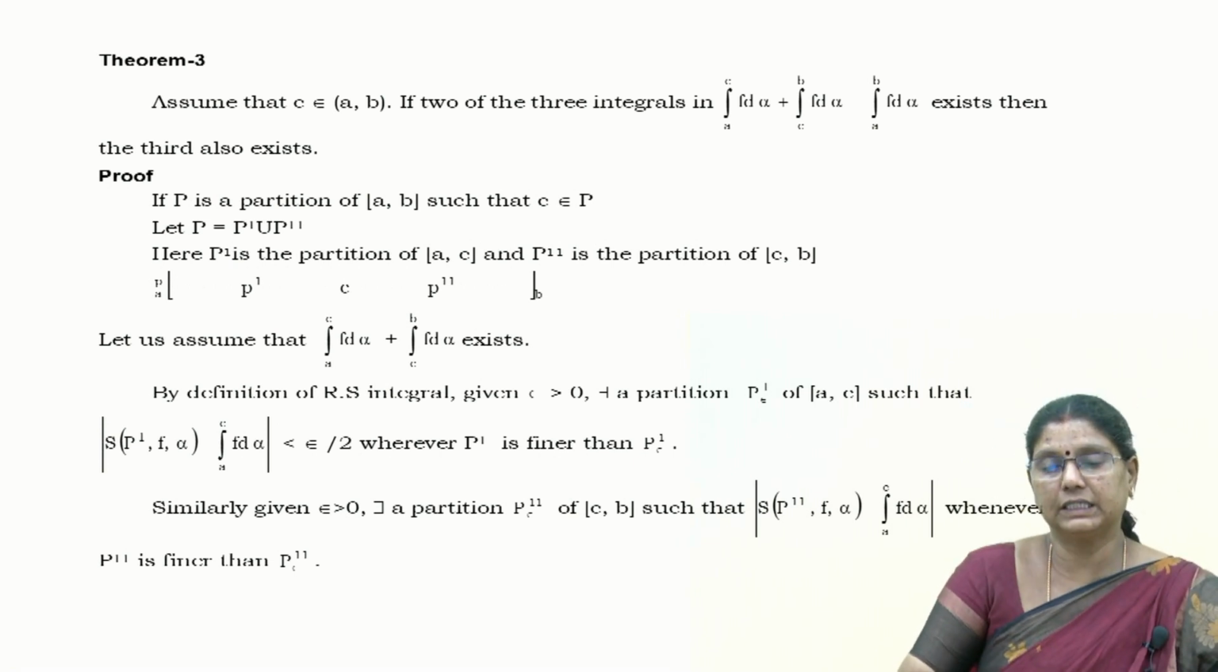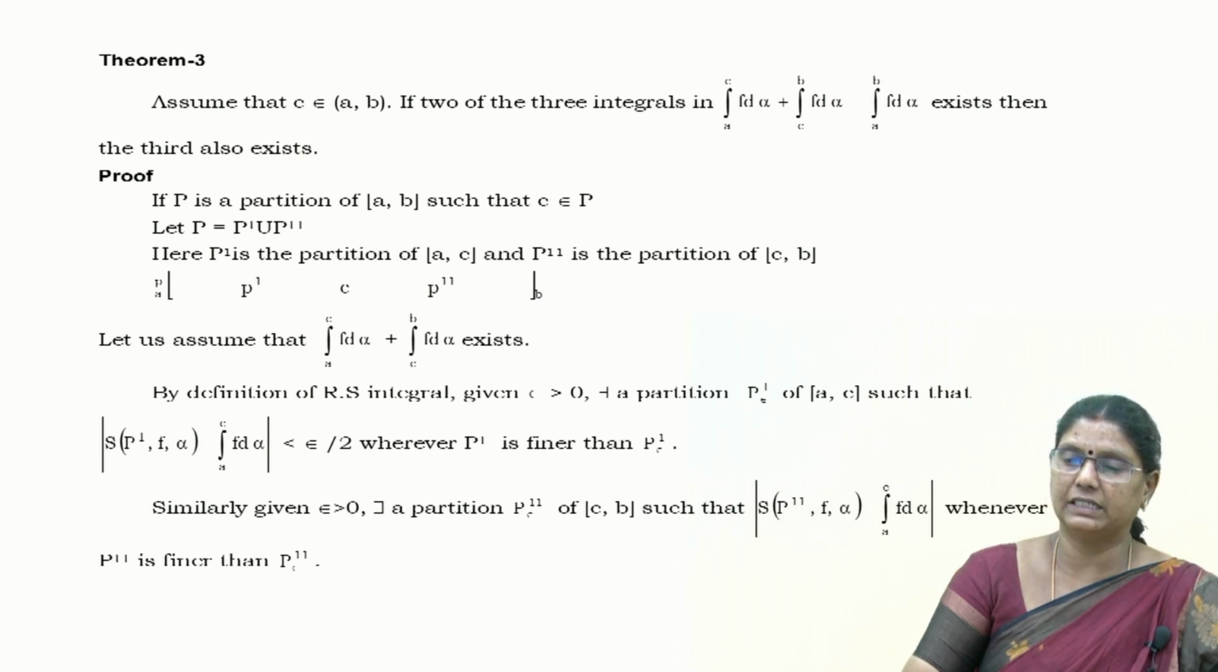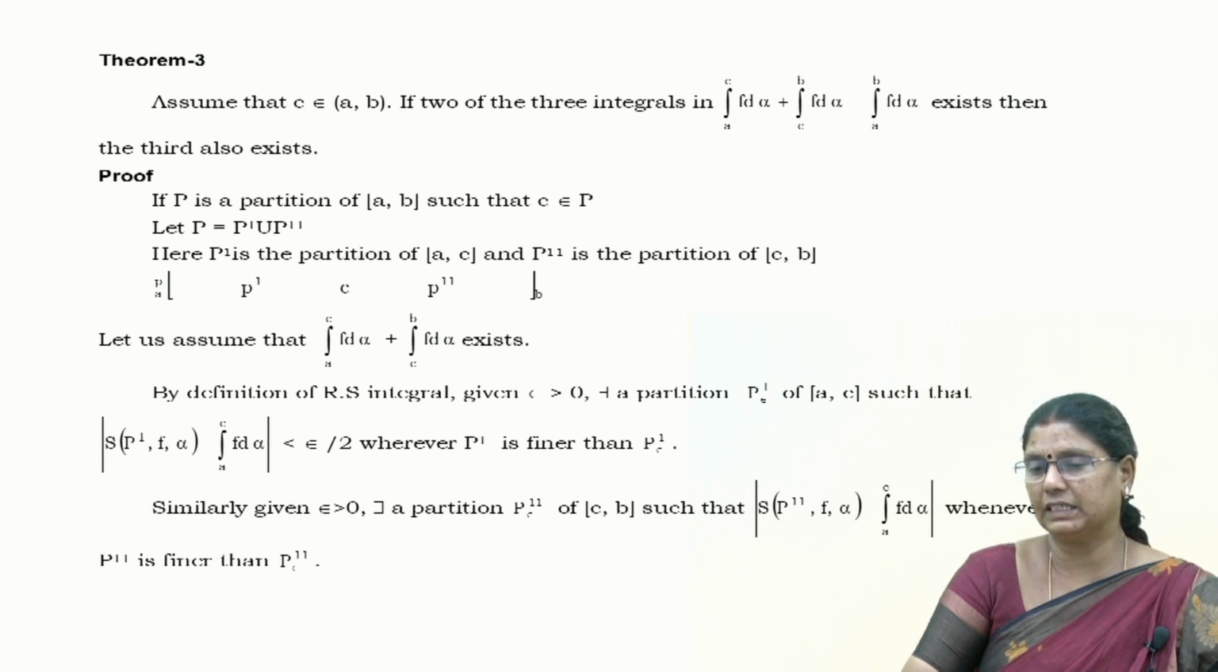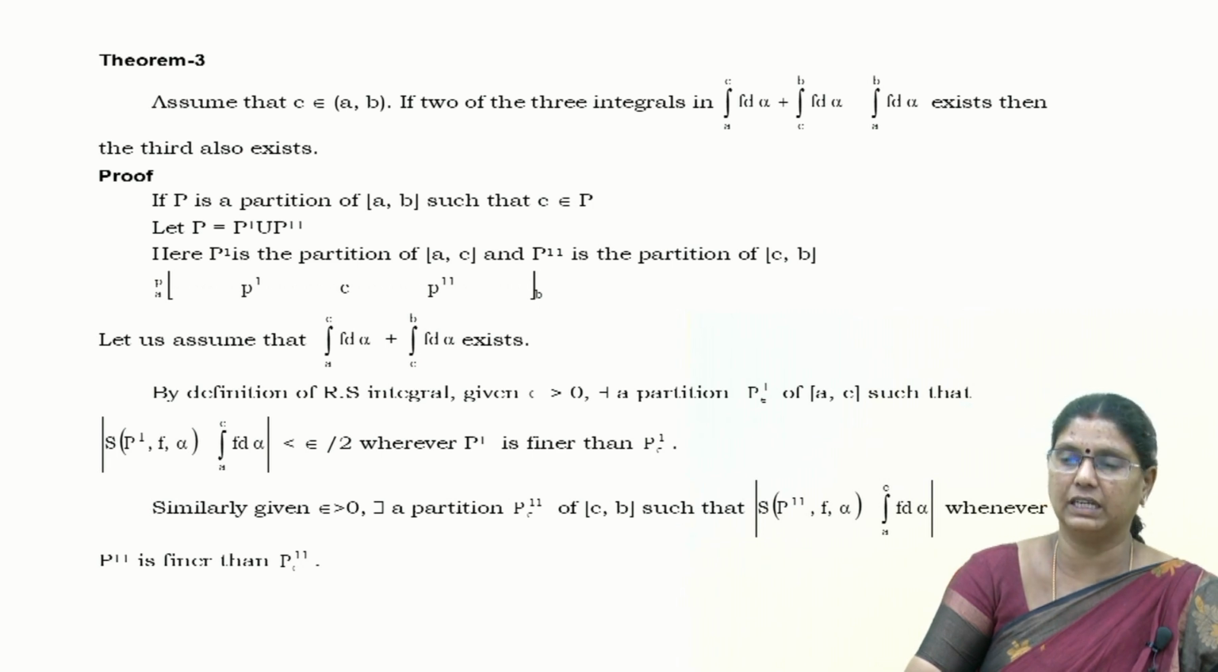Assume that c belongs to the open interval (a, b). If two of the three integrals, the integral from a to b of f d alpha, the integral from a to c of f d alpha, and the integral from c to b of f d alpha, exist, then the third also exists. So, here three different integrals are given. If any two of the integrals exist, then the third also exists, and the third one can be expressed as the sum of the remaining two.